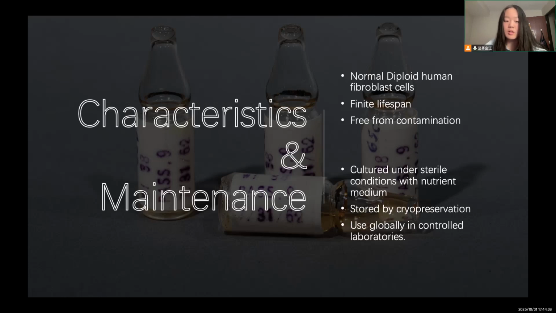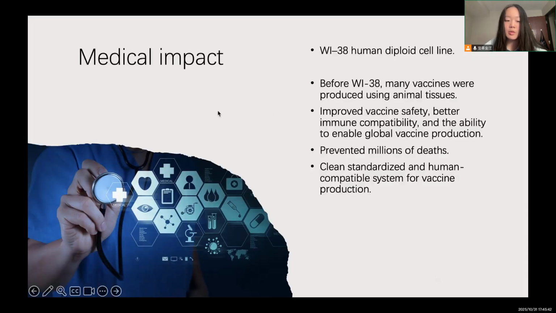The characteristics and maintenance of it. So WI38 is a normal human diploid fibroblast line. It means it retains 46 chromosomes and has a finite lifespan. Because it could be frozen, thawed, and repeatedly passaged while remaining well characterized, it became ideal for virus production, such as making vaccines. Unlike many immortalized or tumor lines, it retains many normal cell behaviors and offers a safe substrate for viral vaccines. It is used globally in controlled laboratories, and it should be stored in cryopreservation. And in the next slide, we will talk about medical impacts.